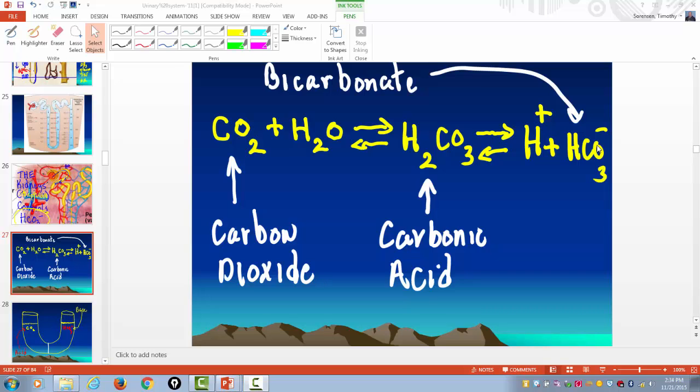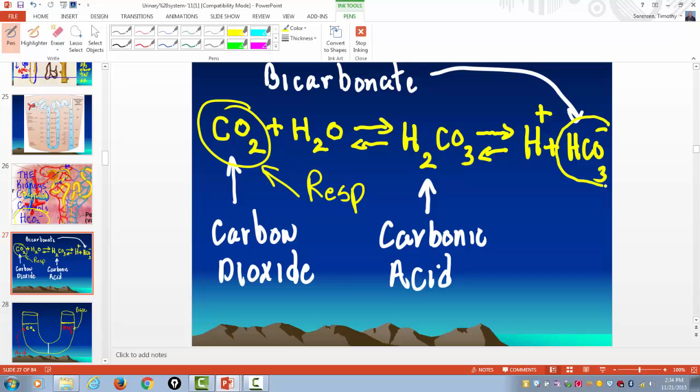Now, let's break it down a little bit. First of all, carbon dioxide is controlled by the respiratory system. And bicarbonate is a base, and acids and bases neutralize one another. So if you think of carbon dioxide as an acid, and bicarbonate as a base, which of course it is, then it should start to make a little bit more sense.